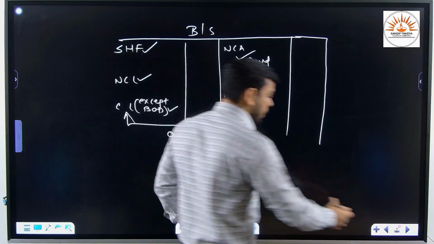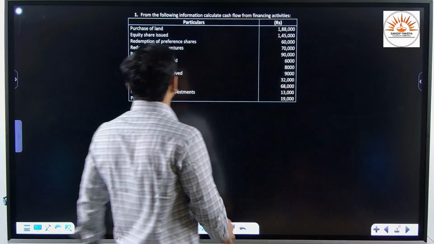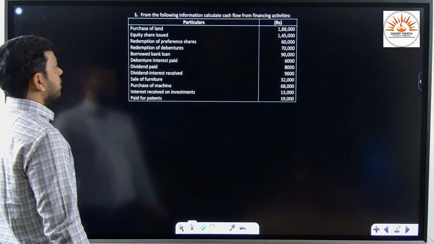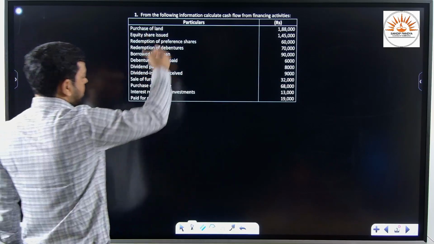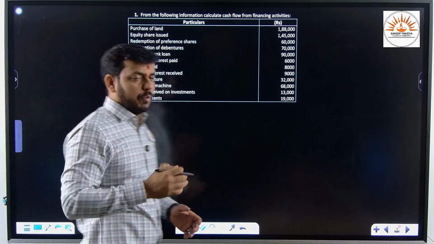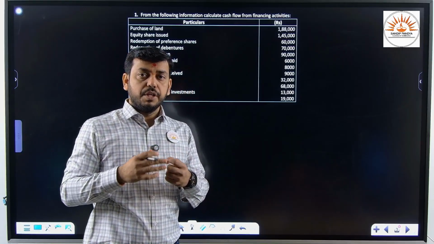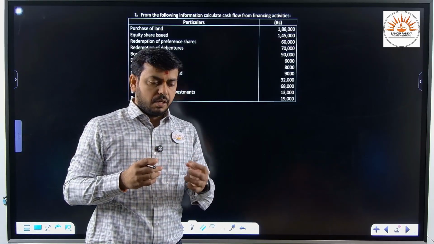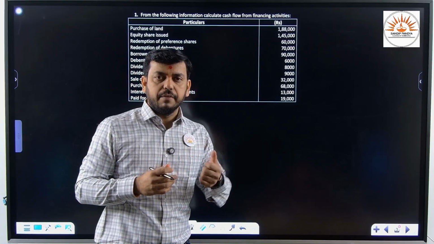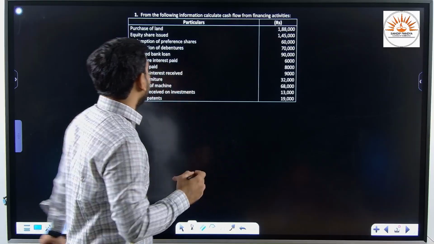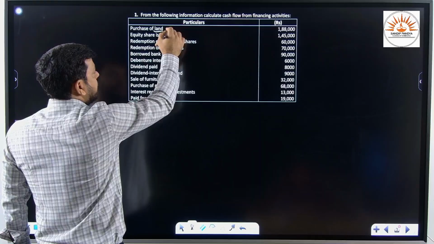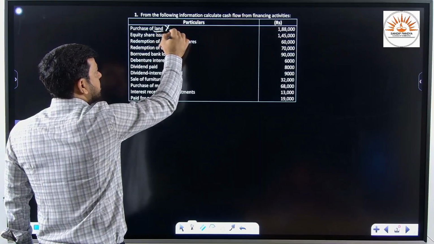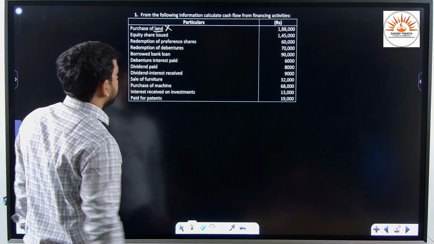Let me show you the practical solution to the questions. Read the following information and calculate cash flow from the financing activity. First of all, let us bifurcate. Whenever we are given a question with a mix of information, we need to bifurcate whether it is related to the investing activity or a financing activity. As we know, land is an asset for us. This is a part of investing activity, hence we shall not include it in financing activity.